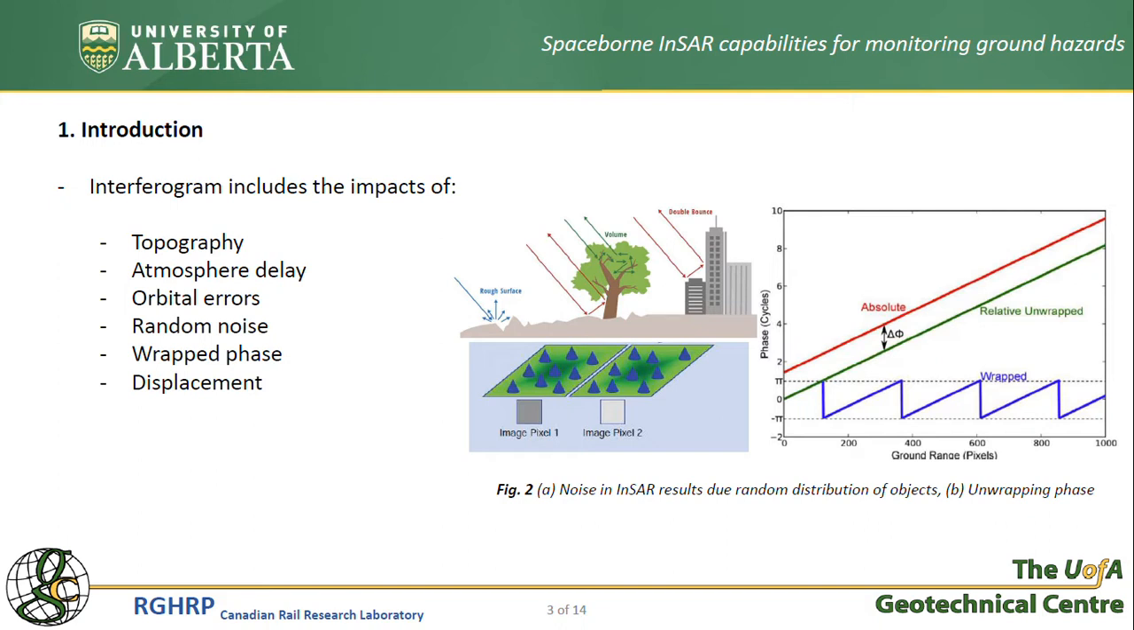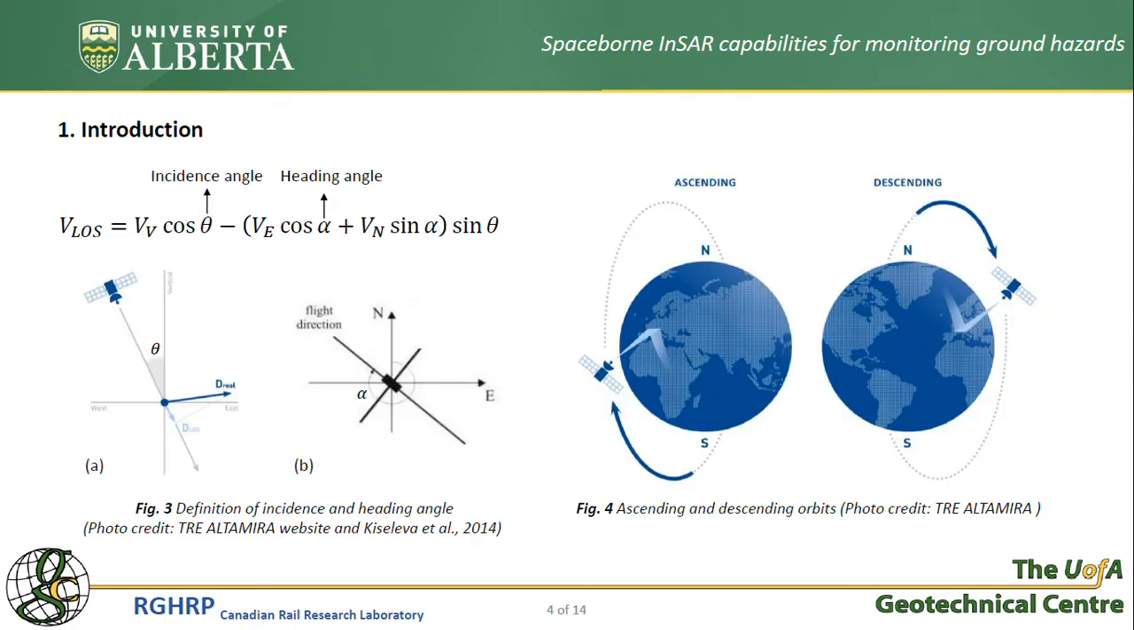However, this displacement is not the actual displacement, but only part of it. InSAR yields only the displacement that is projected on the satellite line of sight. The relationship between the line-of-sight displacement rate and the actual horizontal and vertical displacement rates is shown in the top left. In this formula, geometrical features of the sensor are also involved: incidence angle or theta, and heading angle or alpha. Theta is the angle that the vertical axis makes with the line of sight, and alpha is the angle that the satellite's flight direction makes with north.